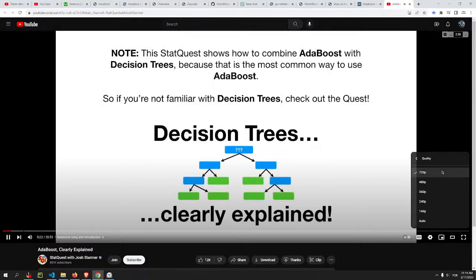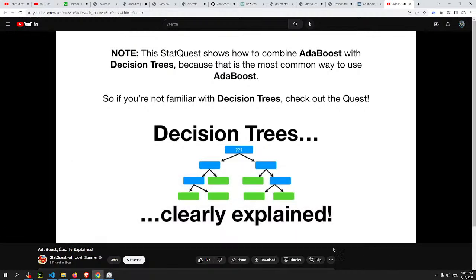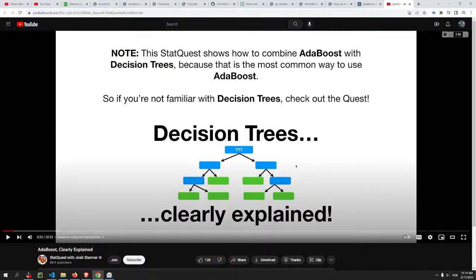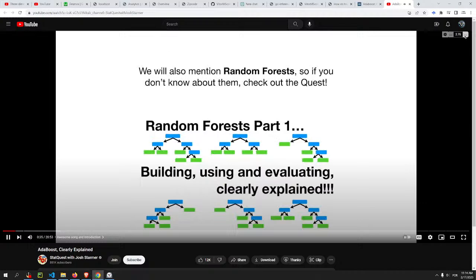Note, this StatQuest shows how to combine AdaBoost with decision trees, because that is the most common way to use AdaBoost. So, if you're not familiar with decision trees, check out the quest. We will also mention random forests, so if you don't know about them, check out the quest.